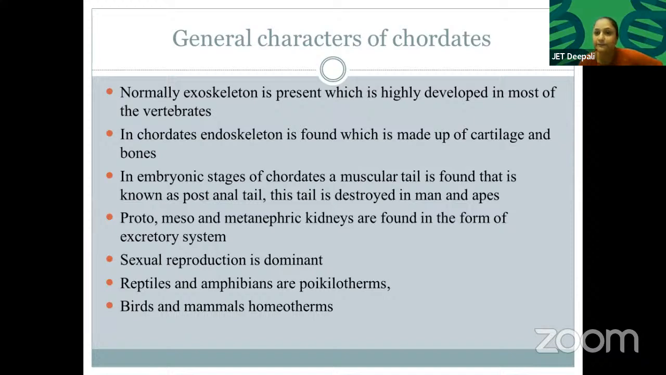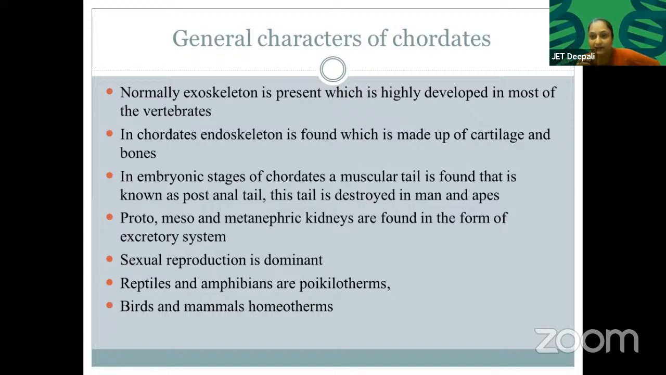Reptiles and amphibians are poikilotherms, meaning cold-blooded animals. Those animals are not able to maintain a constant internal temperature of their body. They change their body temperature according to the outside environment. If the weather gets very cold, they hibernate. These are called poikilotherms because their blood and body temperature also dip. So to protect themselves from harsh winters, they hibernate.